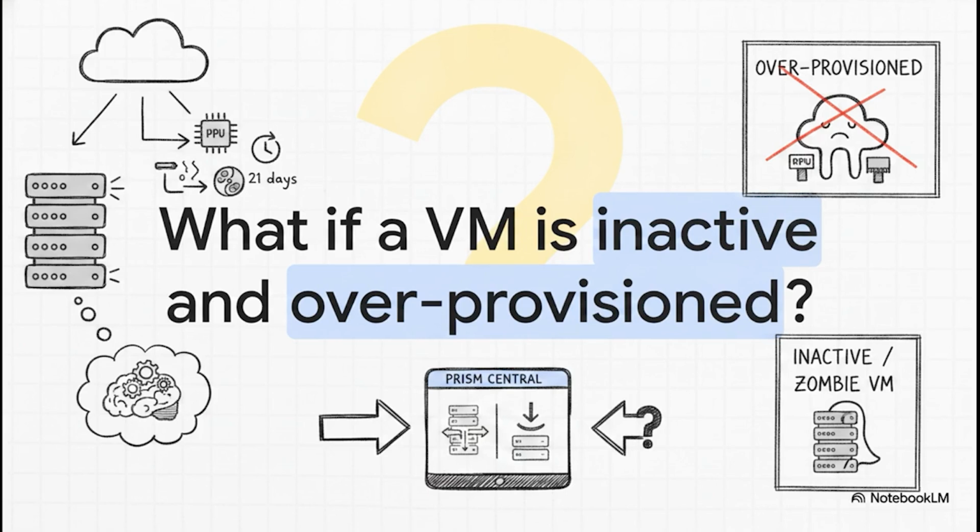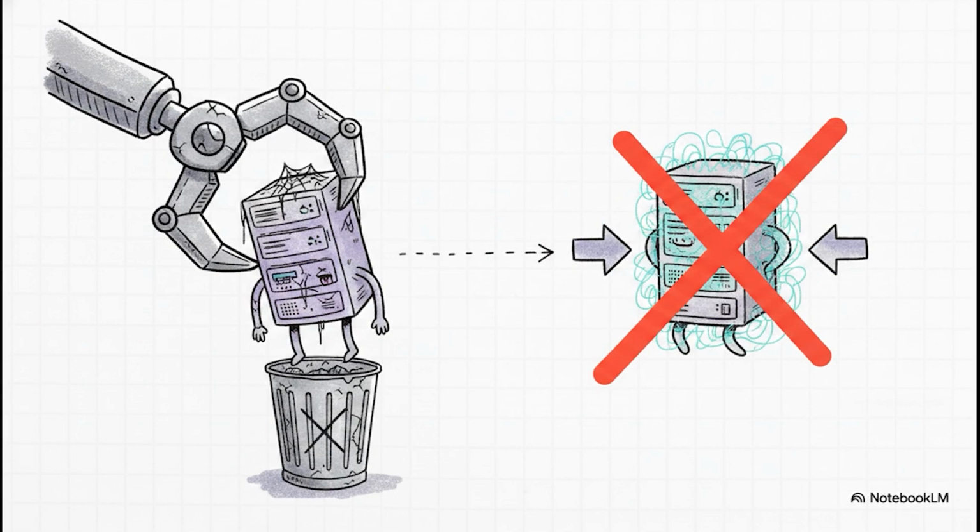What happens if a VM has been sitting there for 21 days with CPU usage below 20%? That qualifies it as severely overprovisioned, right? But what if it also has practically zero network traffic and disk I/O, which qualifies it as a zombie or an inactive VM? Take a second. How does Prism Central categorize that? Here is the definitive answer.